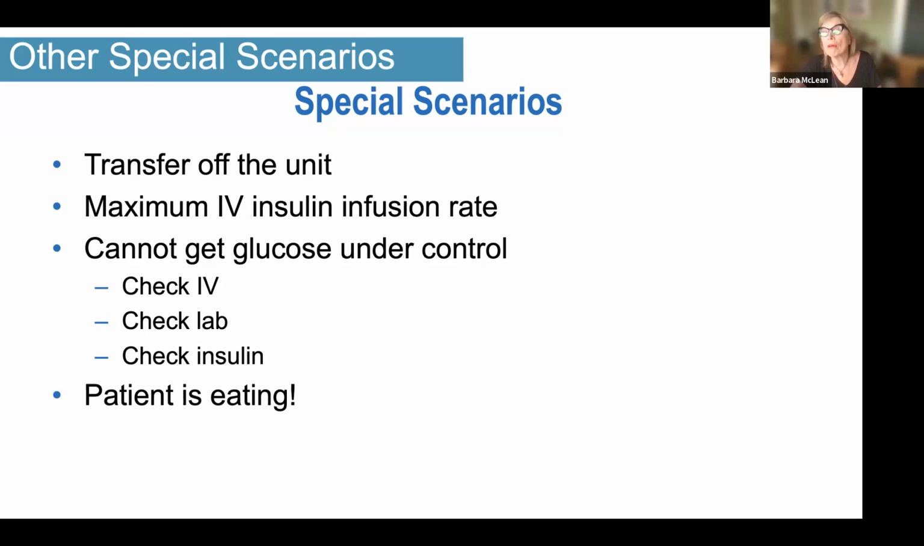If your patient is going off the unit for a test, to the MRI, to CT, or something else, you need to pause insulin and carbohydrate sourcing, because we can't actually manage the patient outside of a Glucommander accepted area. That is all the ICUs. It is the step-down areas, PACU, OR, ECC.